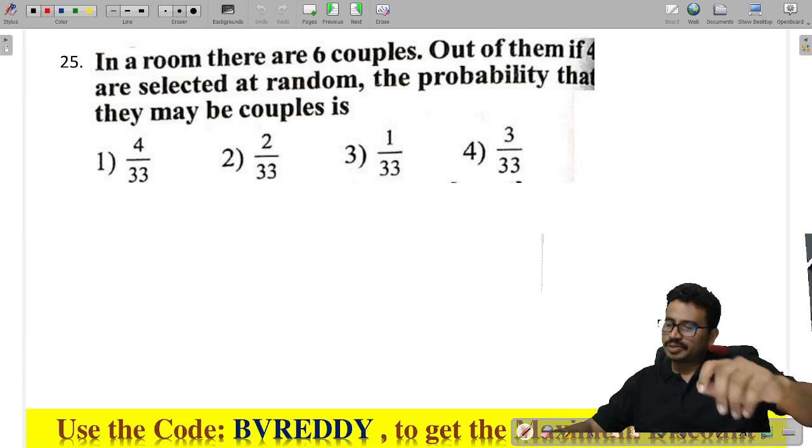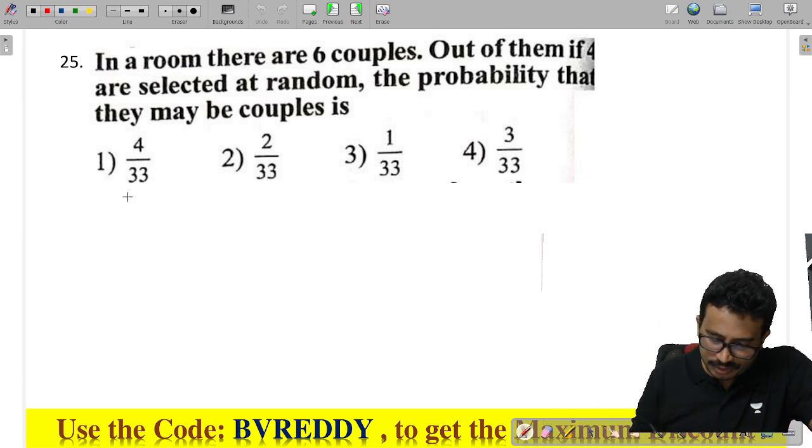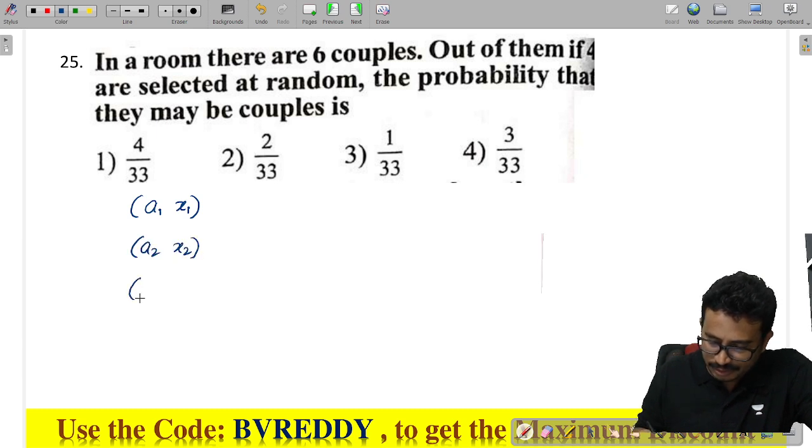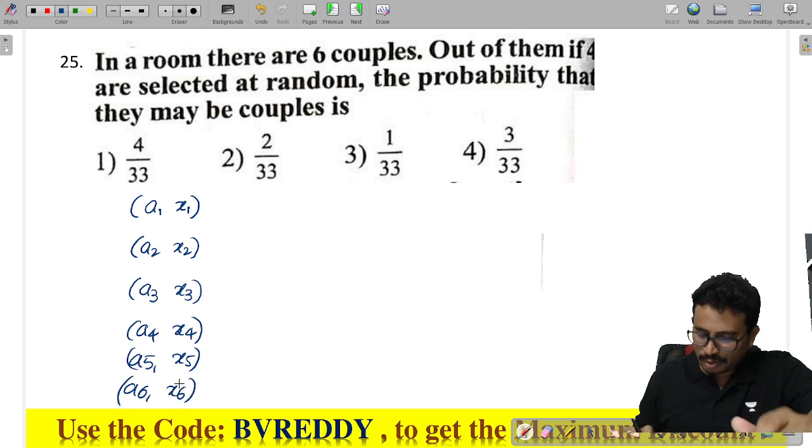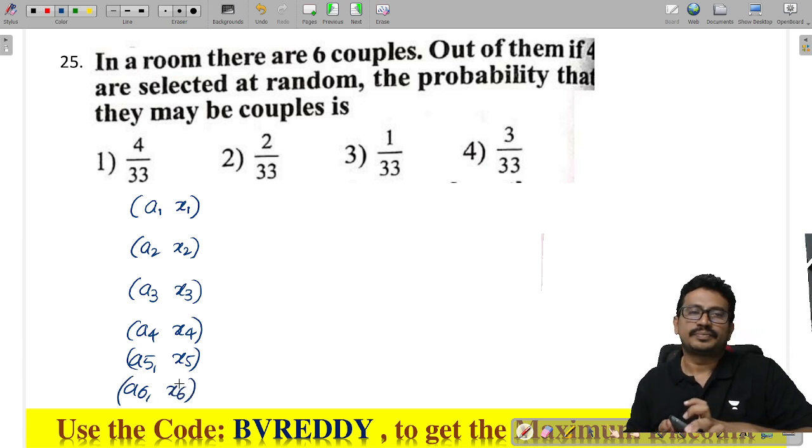There are 6 couples, means we have A1 comma X1, A2 comma X2. They are couples, na. A3 comma X3, A4 comma X4, A5 comma X5, A6 comma X6. Totally we have 6 couples.